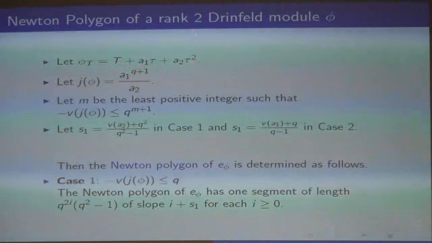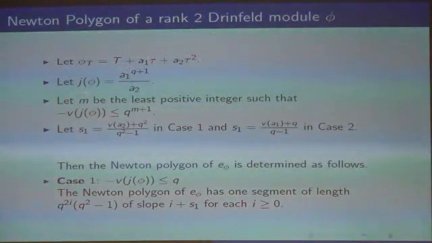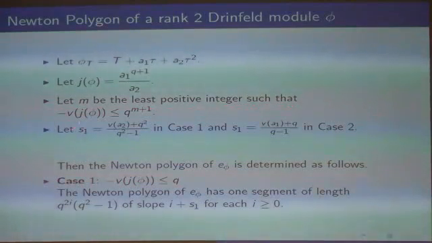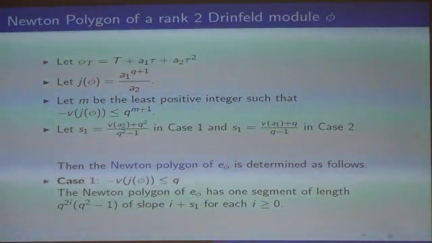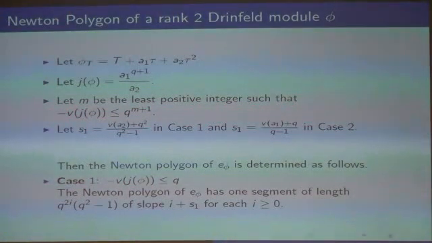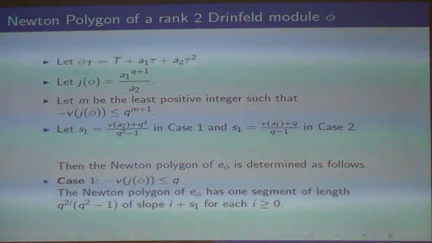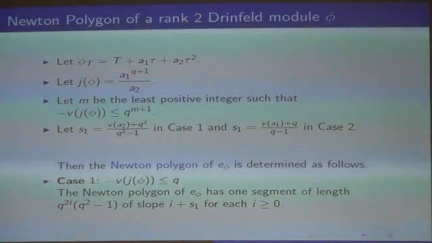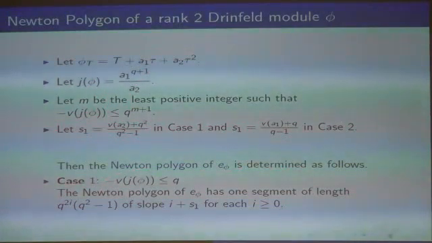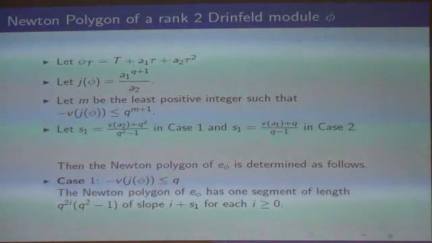This is the rank 2 case, so we have degree 2, and J phi denotes the J invariant of the Drinfeld module, which is defined by this. And m is the least positive integer such that minus v infinity of the J invariant, the valuation at the infinite place, is bounded by q to the m plus 1. You take the smallest positive integer m. This plays an important role, we realized. Then depending on the case, you have an explicit value involved with the coefficients of the Drinfeld module, and the Newton polygon of the exponential function is determined exactly depending on your J invariant.